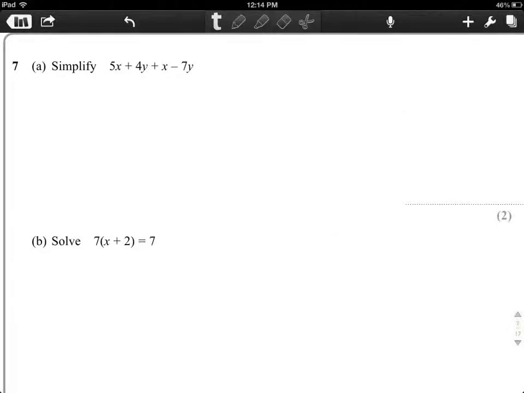So simplify 5x plus 4y plus x minus 7y. So we'll start with the x's. So that comes to 6x. And then we've got 4y subtract 7y is minus 3y.